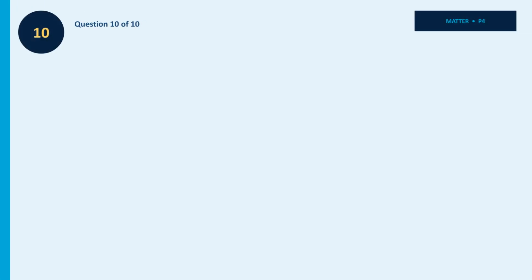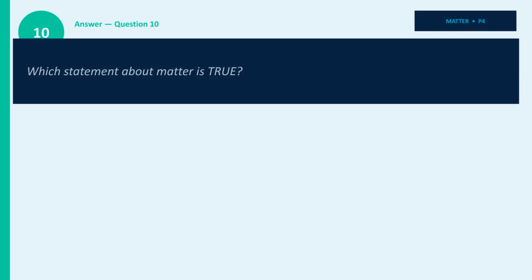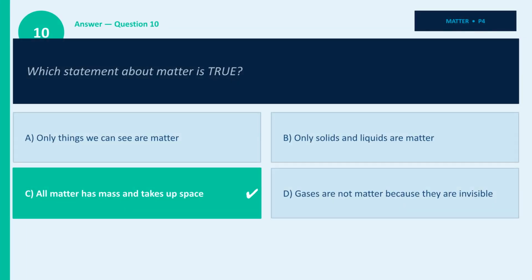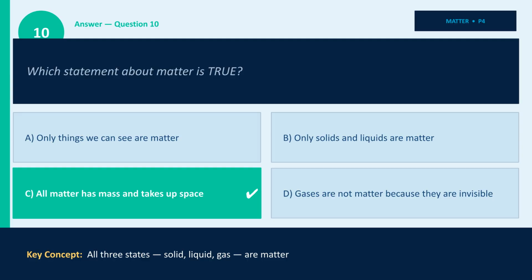Question 10, the final question. Which statement about matter is true? Select the statement that accurately defines matter. The correct statement is C. All matter has mass and takes up space. All three states, solid, liquid, and gas, are matter.